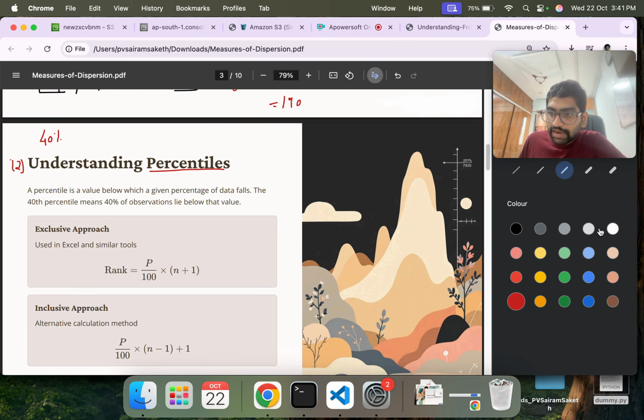Now let's say I will take my white color and explain on this line. Let's say this is the data which has 5 points: 1, 2, 3, 4, 5 points we are having. Let's say this value is 10, this value is 20, this value is 30, this value is 40, this value is 50. Correct.